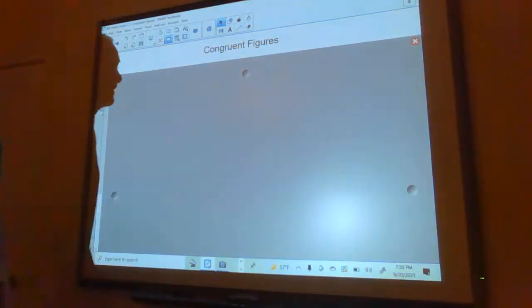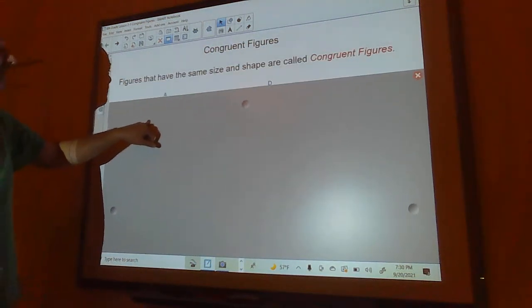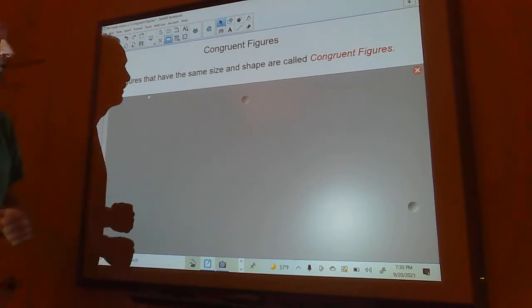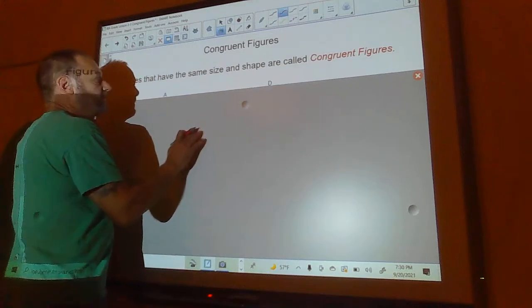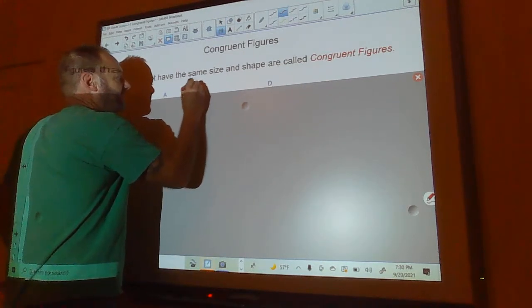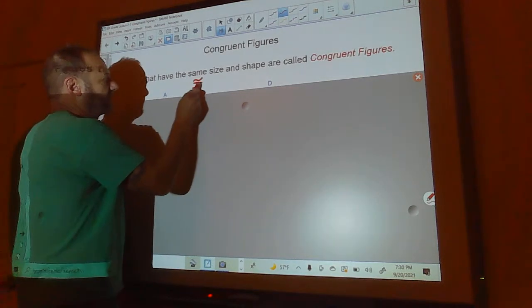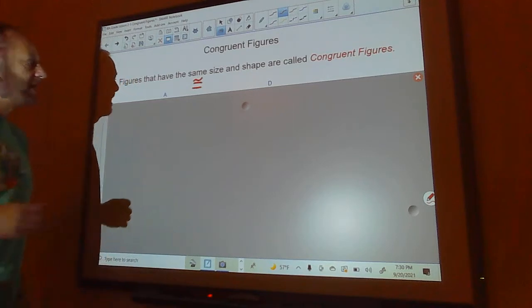Hello everybody, today we're going to talk about congruent figures. Figures that have the same size and the same shape are called congruent figures. And we actually have a symbol for that. The symbol for congruent looks like this. It's got an equal sign and it's got this similarity sign on the top.